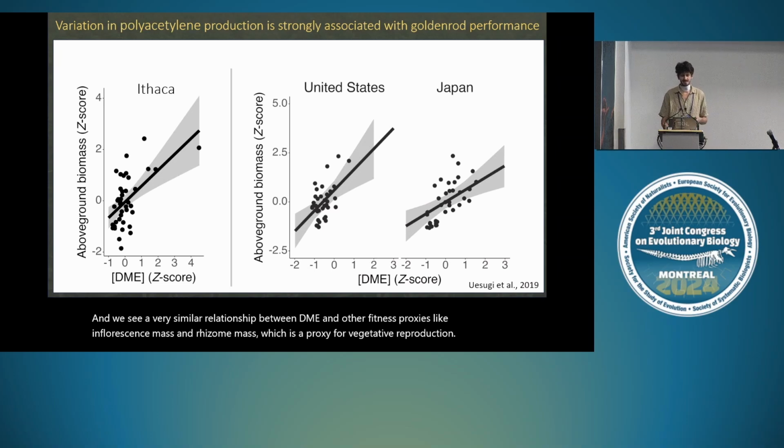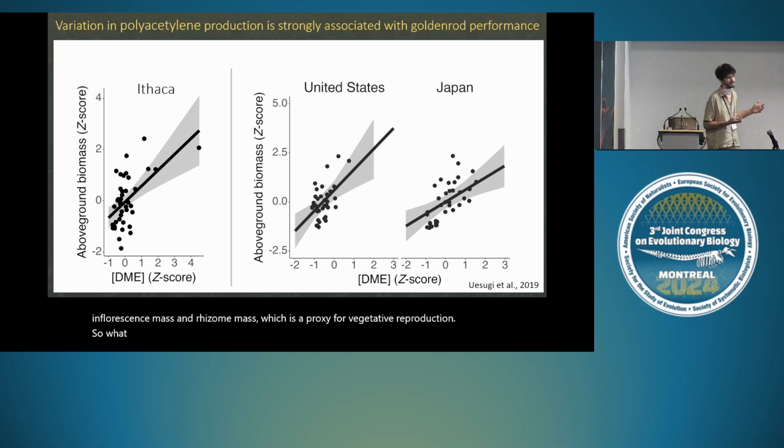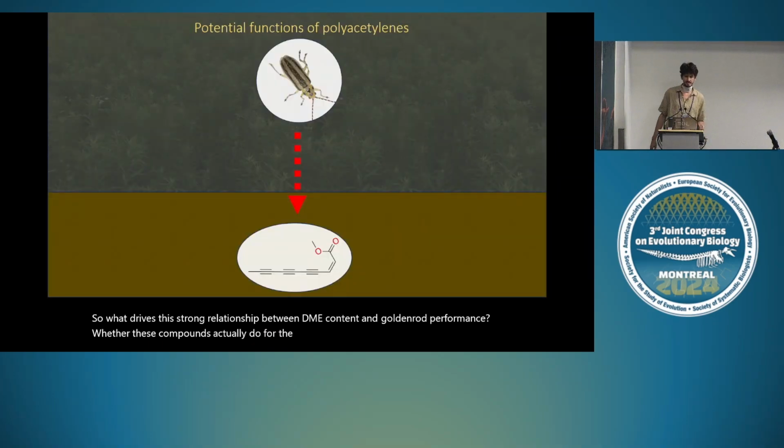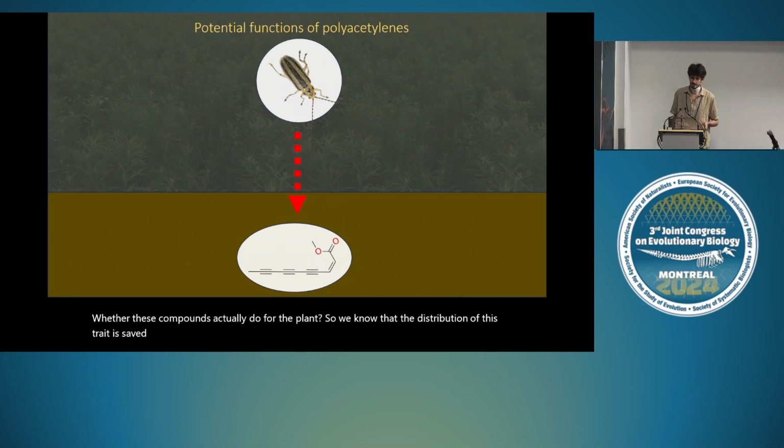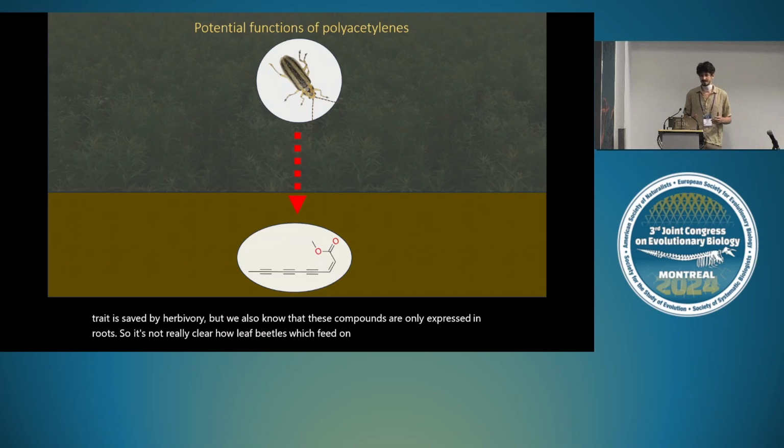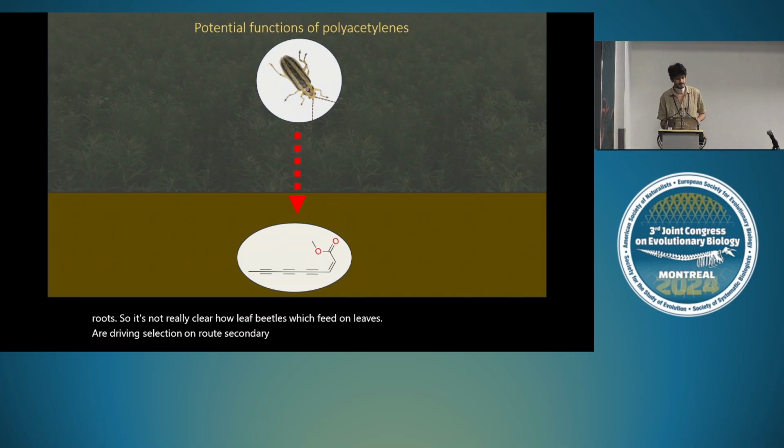So what drives this strong relationship between DME content and goldenrod performance? What do these compounds actually do for the plant? We know that the distribution of this trait is shaped by herbivory, but we also know that these compounds are only expressed in roots. So it's not really clear how leaf beetles, which feed on leaves, are driving selection on root secondary metabolism.